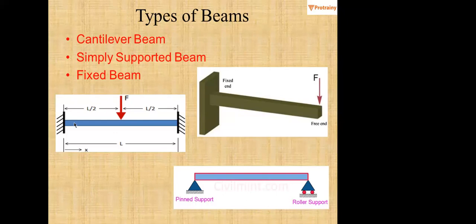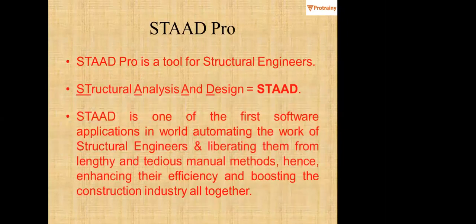So these are the types of beams: fixed, simply supported, and cantilever. Now let's go to STAAD.Pro. STAAD.Pro is a tool for structural engineers. What is STAAD? It comes from S, T, A, and D, the full form being Structural Analysis and Design. It is one of the first software applications in the world automating the work of structural engineers and liberating them from lengthy and tedious manual methods, hence enhancing their efficiency and boosting the construction industry altogether.